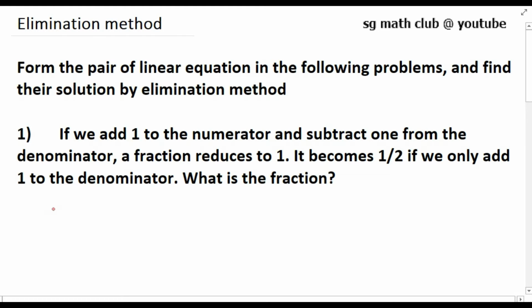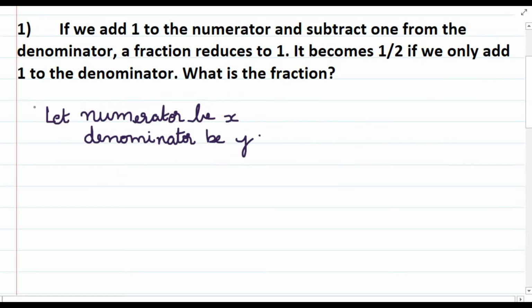Then we will frame two linear equations. First we need to fix the variables. Since it is a pair of linear equations in two variables, there will always be two variables as well as two equations. To solve a pair of linear equations in two variables, we need two equations. So let us frame them. Let the numerator be x and the denominator be y. So our fraction is x by y.